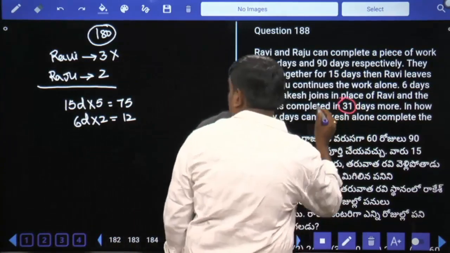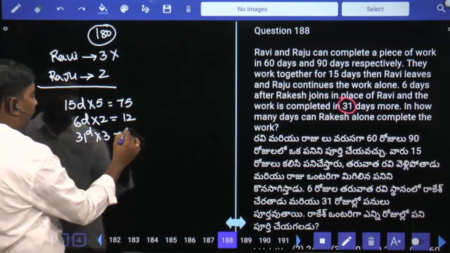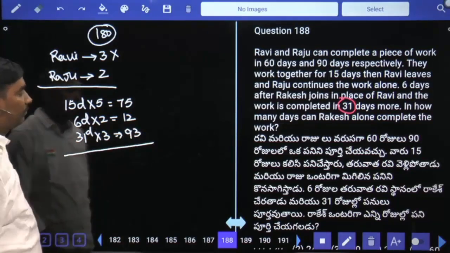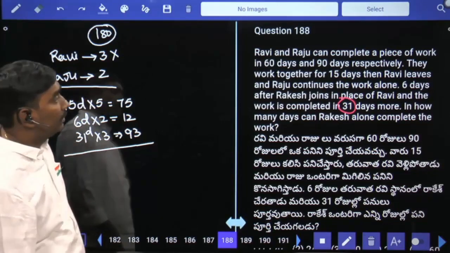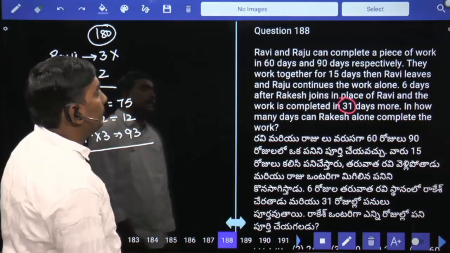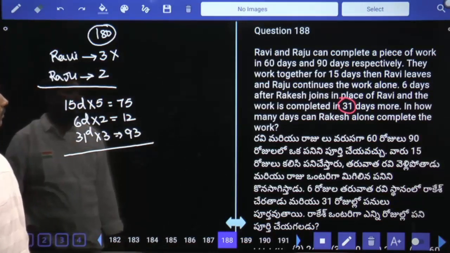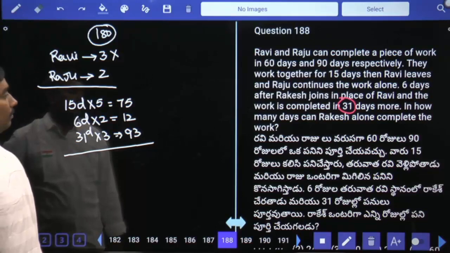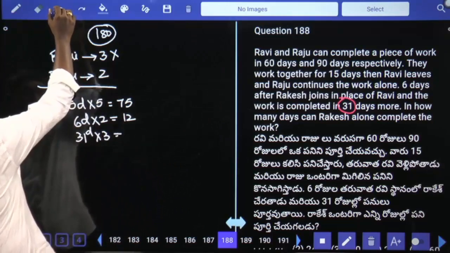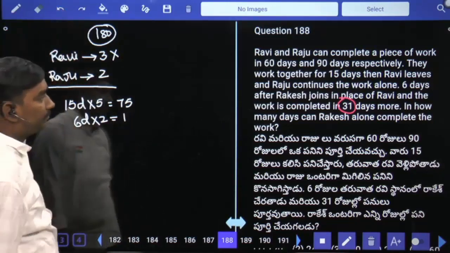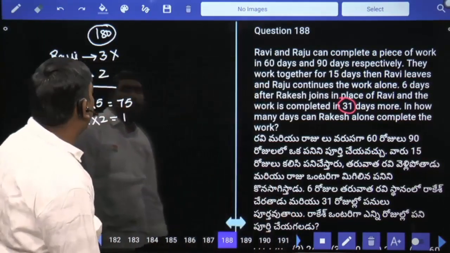Sorry. Rakesh joins in place of Ravi after 6 days. Okay, Ravi left.